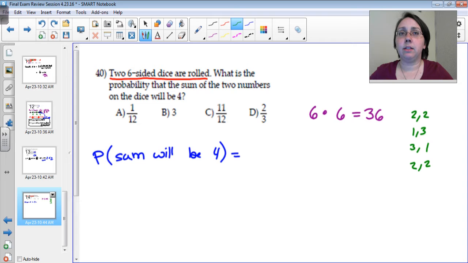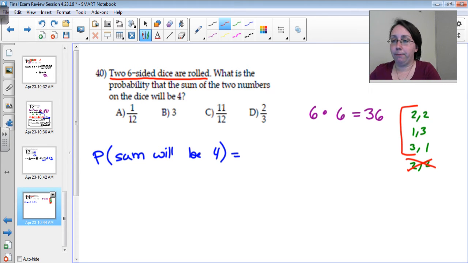Does that make sense? If you have a 2 and a 2, is there any other way to get 2 and 2? No, this die has a 2, this die has a 2, they're both 2. That's the only way to get 2 and 2. So that doesn't make sense to do it again. It can't happen. Once you have 2 and 2, that's the only way it can happen. So there are 3 ways to get a sum of 4.